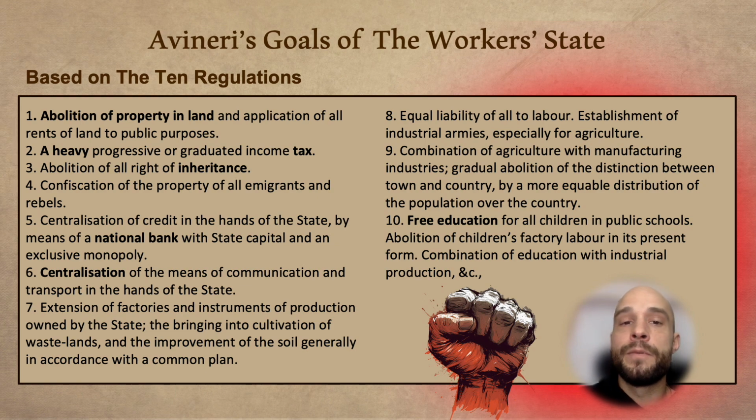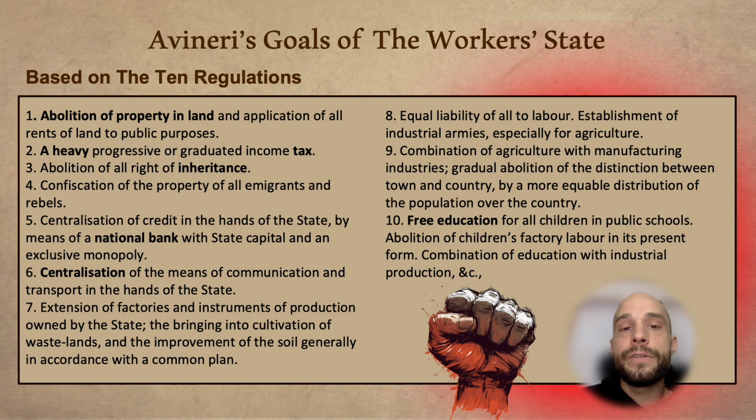I've highlighted a few major themes here in bold. First, the abolition of private ownership of land, along with a heavy progressive tax and the abolition of inheritance. In Marx's context, inheritance was the central mechanism reproducing aristocratic and bourgeois class power. Avineri reads these measures as part of the political dismantling of bourgeois rule, not abolishing society, but abolishing institutional mechanisms that reproduce class domination across generations.